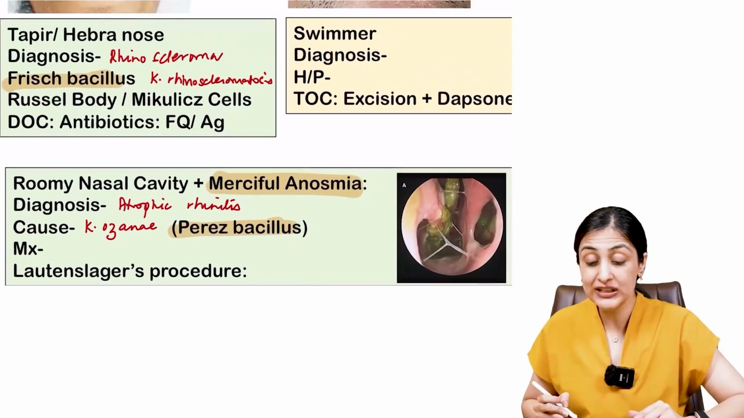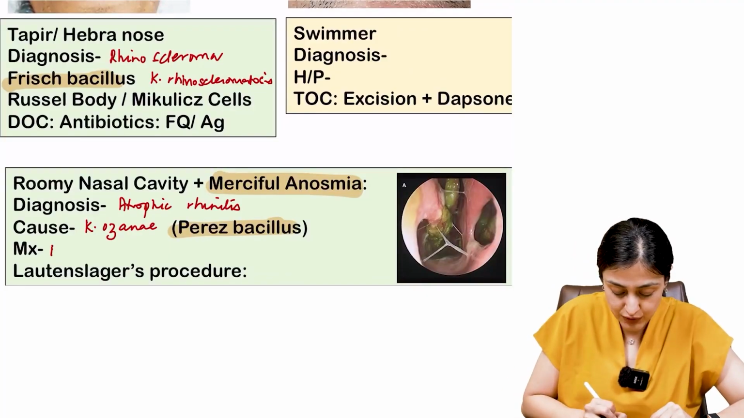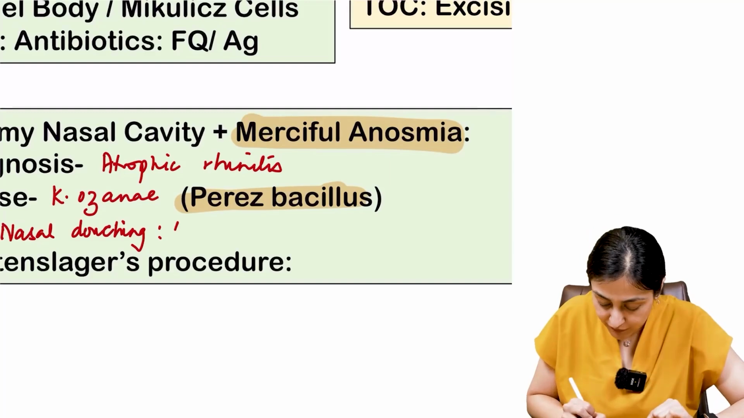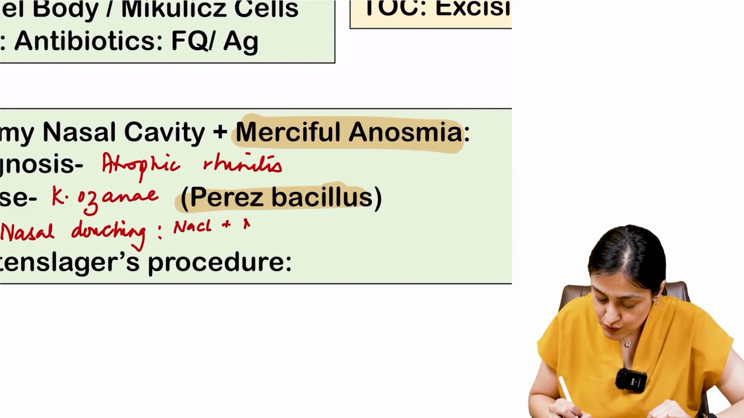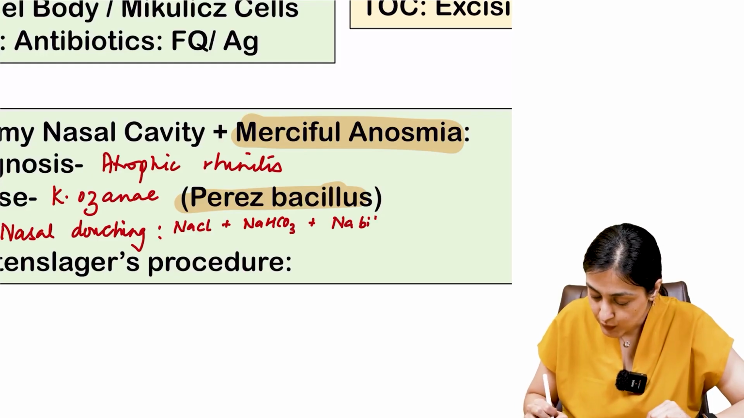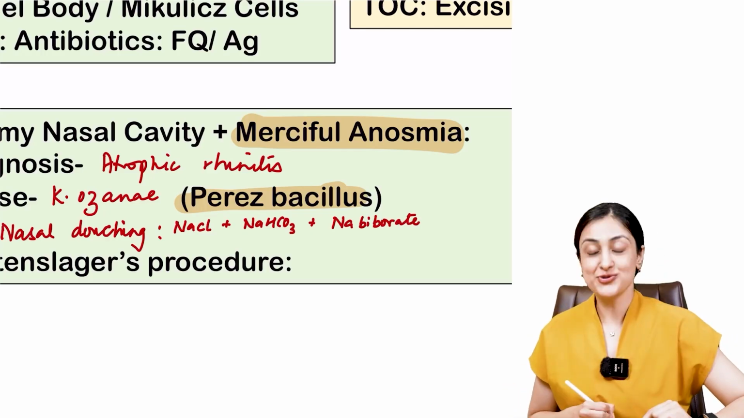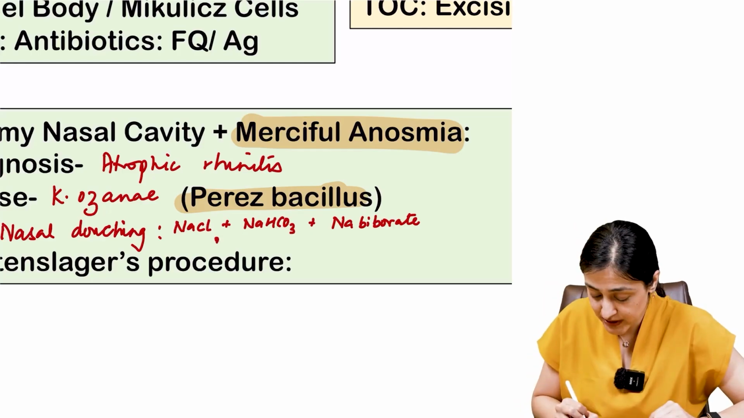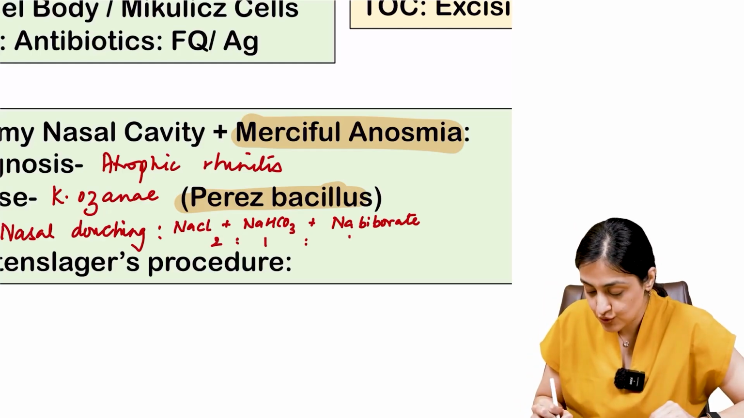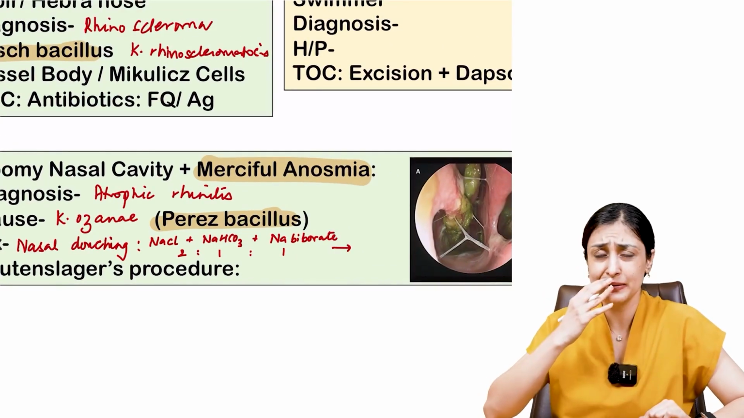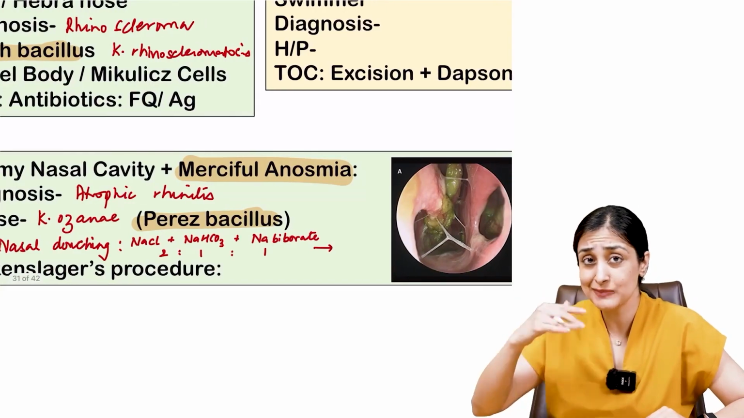So management one could be just nasal douching. You want to clear out all of these secretions. So that is done by an alkaline solution made up of NaCl plus sodium bicarb plus sodium biborate. Okay, I don't know the chemical formula for biborate, so I'm going to write it. So sodium biborate, and the ratio is 2 is to 1 is to 1, right? So you can do this. If it doesn't work, there are some antibiotic solutions as well which are available to clean it.